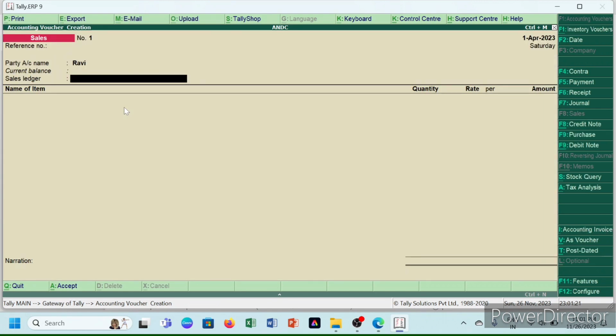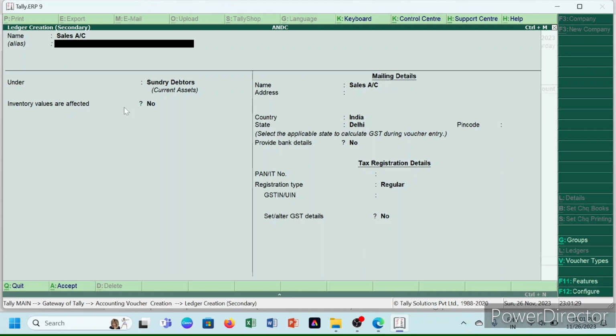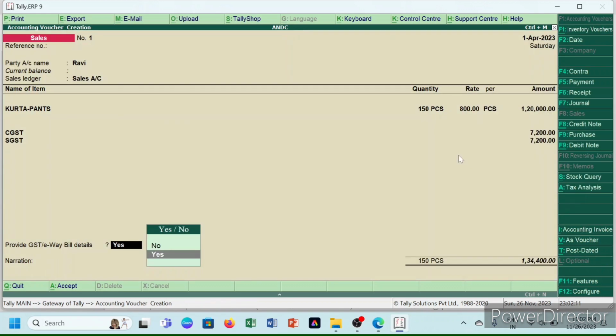You have to create the sales account by pressing Alt plus C. Sales account. Type of supply, goods. Kurta pants, 150 pieces for 800. CGST and SGST. It will be calculated automatically, since while we were entering these items, we had mentioned that 6% CGST and 6% SGST will apply. So this is our sales account entry.